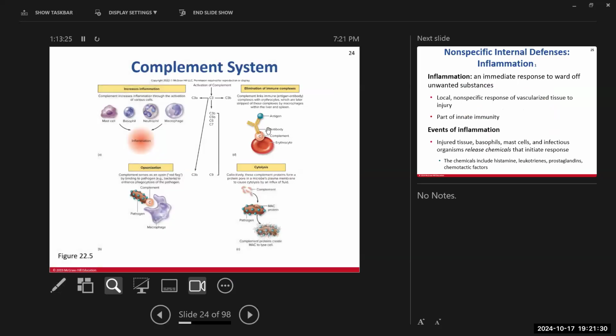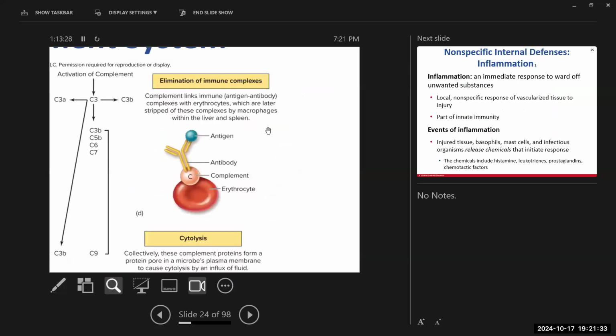Right here. Booyah. So here you can see, here's our antigen. Here's our antibody that's attached to the antigen, making the antigen relatively useless and inert, all right. And then the complement comes along, attaches onto the antibody, and then the complement will attach onto the erythrocyte. Erythrocytes have to go to the liver and spleen, all right? They eventually wind up there. So when they go to those structures, they're going to encounter a white blood cell of some sort, right? And so they'll strip off this part here, and usually that gets phagocytized.